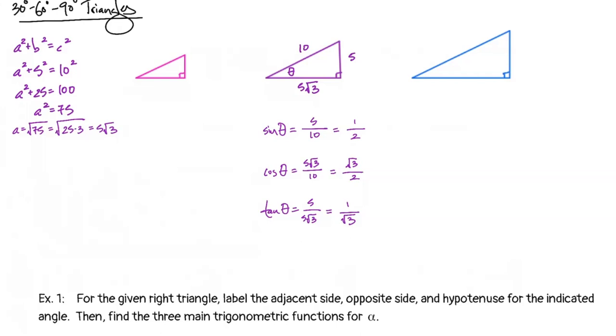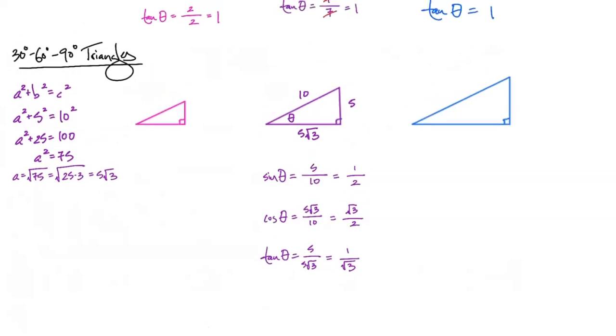All right, so any guesses as to how big theta is in this triangle? We know it's a 30, 60, 90 triangle, but is it 30 degrees? Is it 60 degrees? Is it 90 degrees? I see one vote for 30 degrees. I'd love to see other people's thoughts.